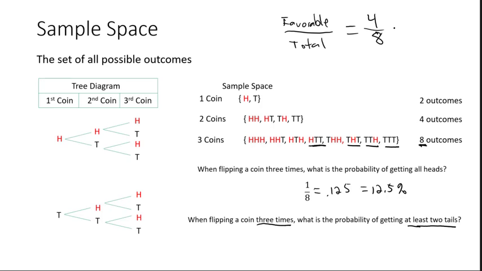So we take 4 over 8, which can reduce. That gives you 1 over 2. So the probability of getting at least 2 tails is 1 over 2, which as a percent would be 0.5 or 50%. All right, so that's how we can use the sample space to find the probability.